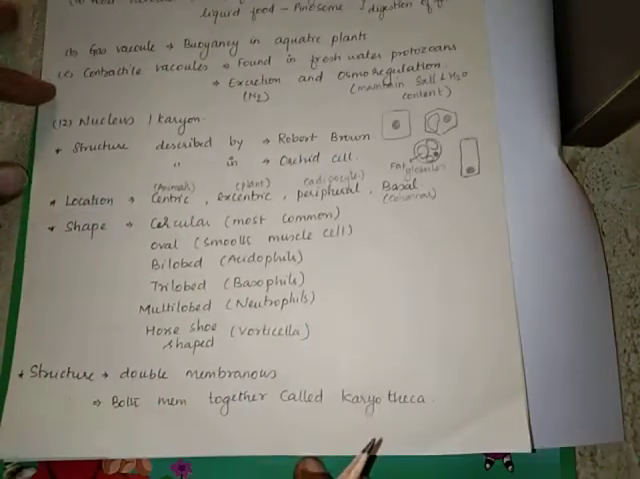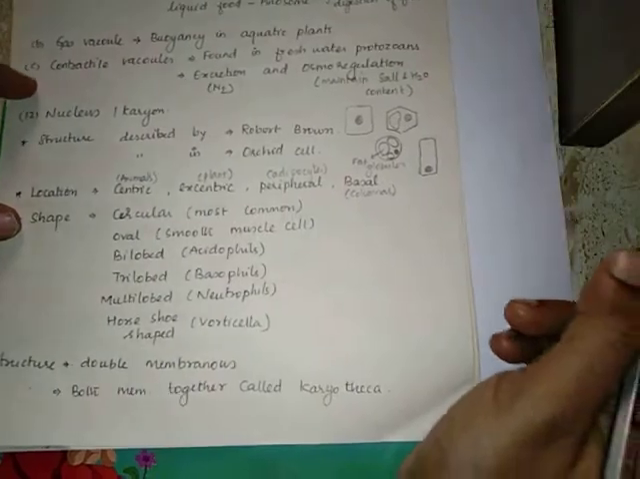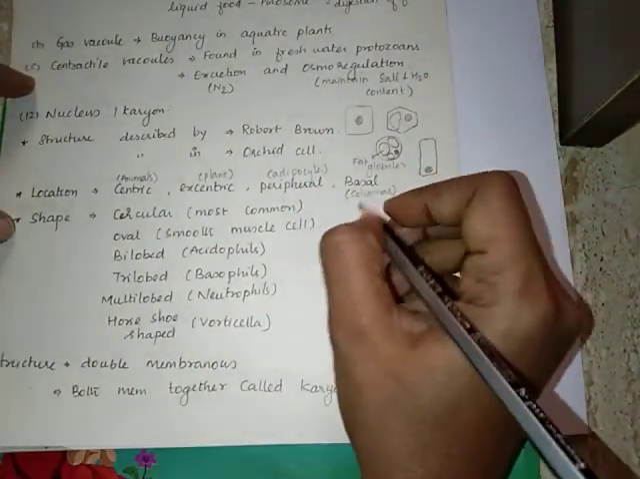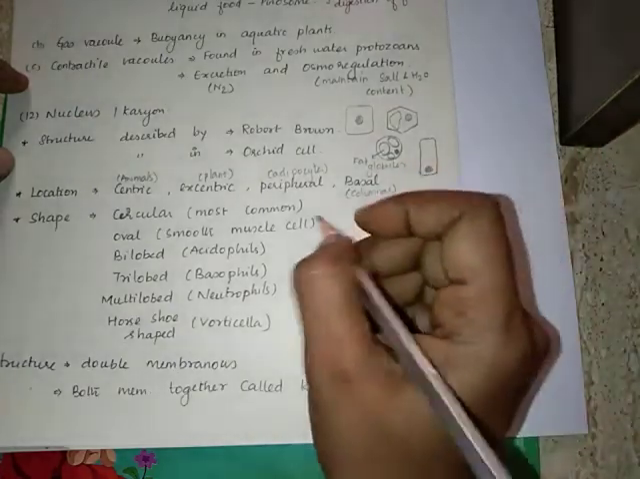And coming to the shape of the nucleus, the most common shape is going to be the circular shaped nucleus. So circular shaped nucleus, it is like this, more or less they are going to be spherical in structure.